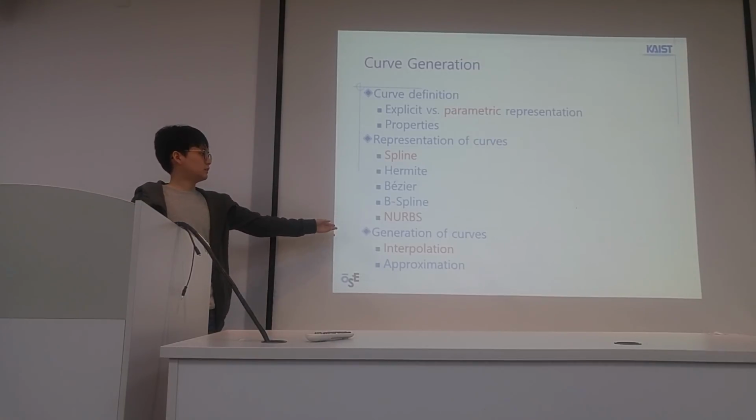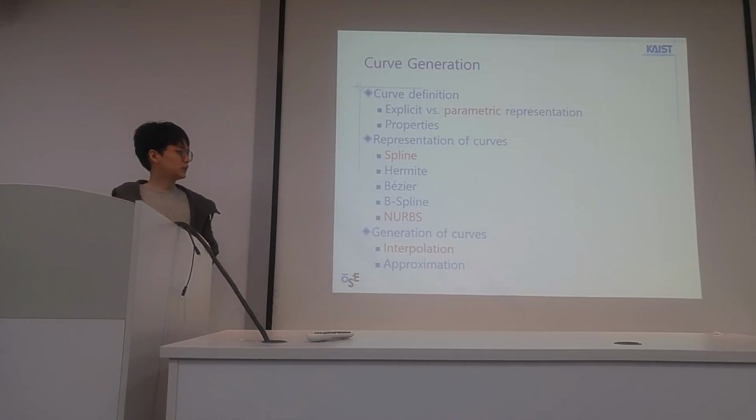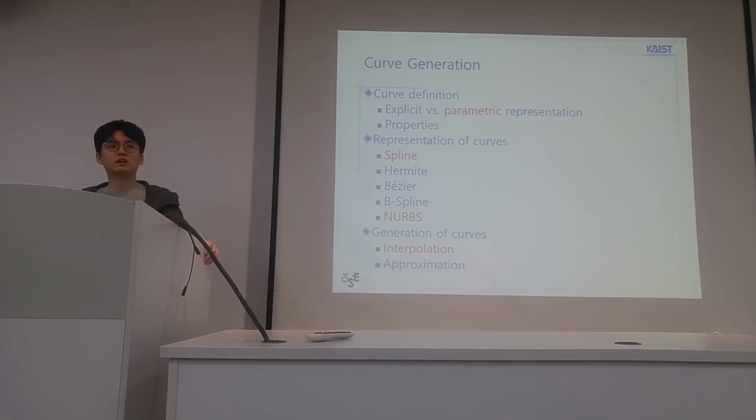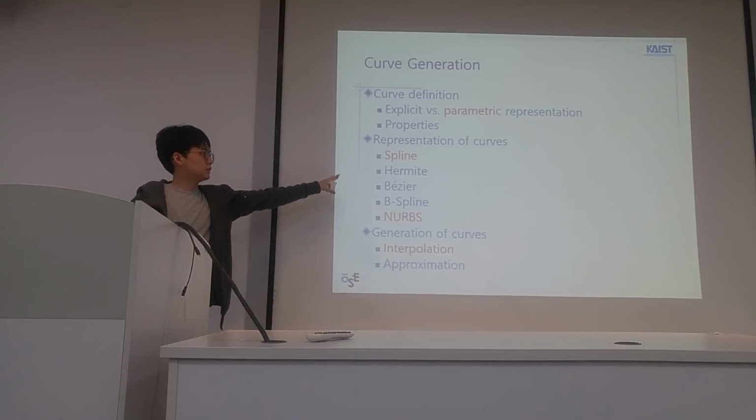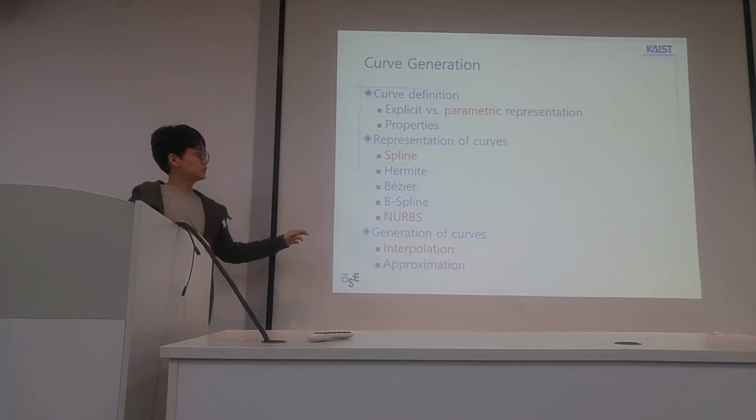And also we have to think about the generation of the curves. We can use interpolation or approximation. For interpolation, we check the points the curve has to pass through. But for approximation, the curve will not always pass through the control points, so we have to do many trials for the generation.